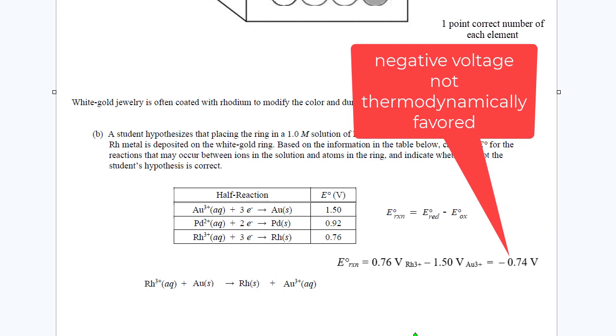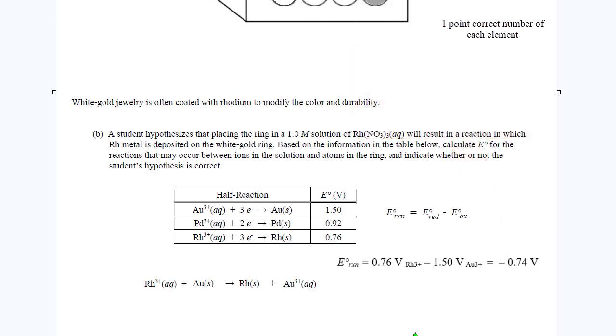Now, your gold is safe. It's not going to be plated with this rhodium, which is, I think, inferior to the gold. So at least that part's wrong. But we have to get both voltages.